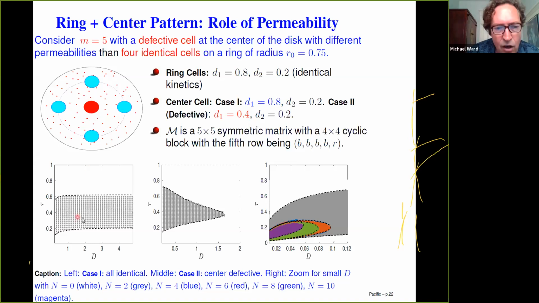So what do you see? All cells identical, no defective cell. The region is unbounded in the tau D plane. However, when this cell is not as happy to absorb chemical from the bulk medium, the lobe becomes bounded. So it's harder to trigger intracellular oscillations for large D. They don't exist. And here is a zoom of what is happening near the origin for this picture showing the asynchronous lobes. But it's exactly what you would think, and you can get a nice root finding condition for this.